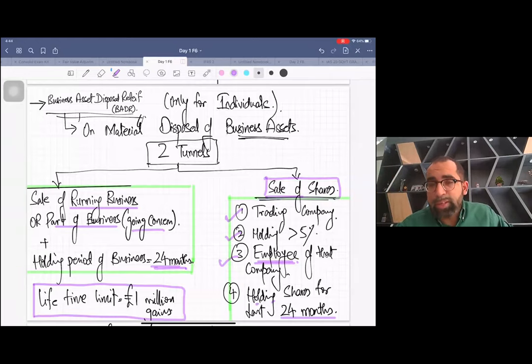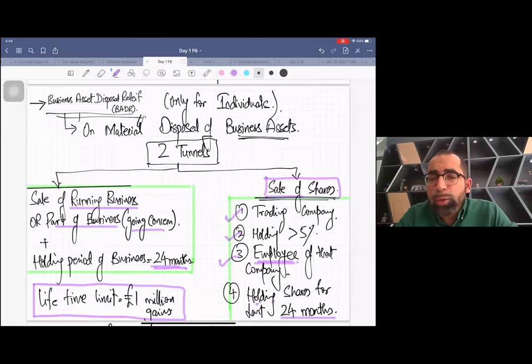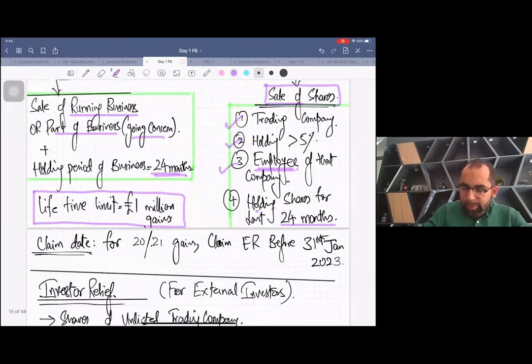Don't forget. So for example, listen, look at me. In an exam question, if they say that you have already claimed 800,000 of BADR in the past, that means you have only 200,000 pounds of gains limit left. So use accordingly. Don't forget. And those who are old students studying right now must know that in previous fiscal years, this limit was 10 million. Okay. Now, what is the claim date?